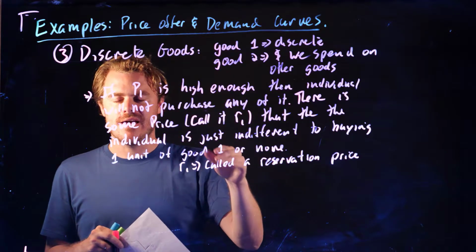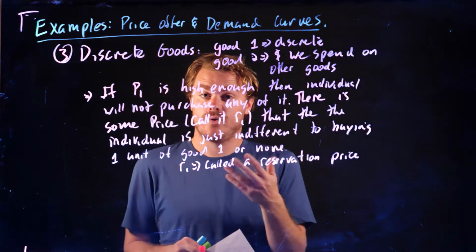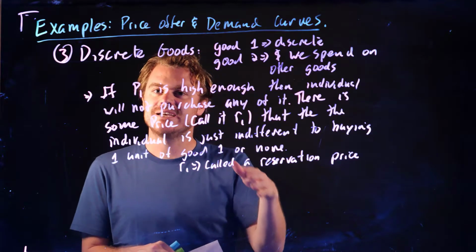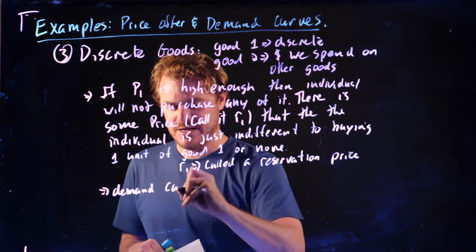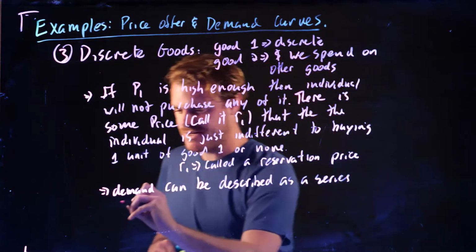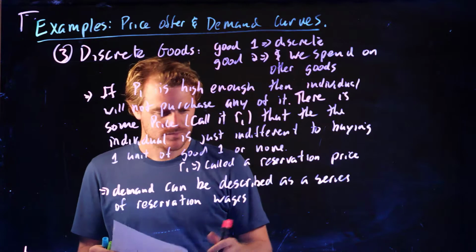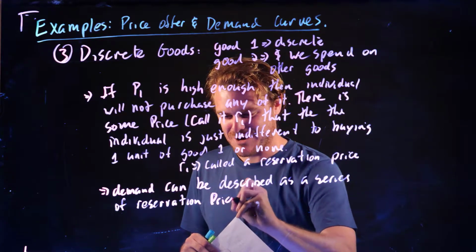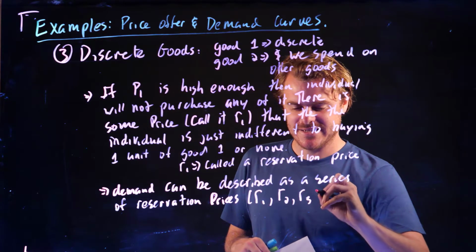Now, we could do the same thing: there must exist some price, as we keep lowering the price of good 1, where the individual is indifferent between consuming 1 of this good or 2 of it, and we could call that R2. So essentially we have a series of reservation wages. So demand can be described as a series of reservation wages. Sorry, reservation prices. Now I'm stuck thinking about labor economics. Demand can be described as a series of reservation prices. So R1, R2, R3, etc.